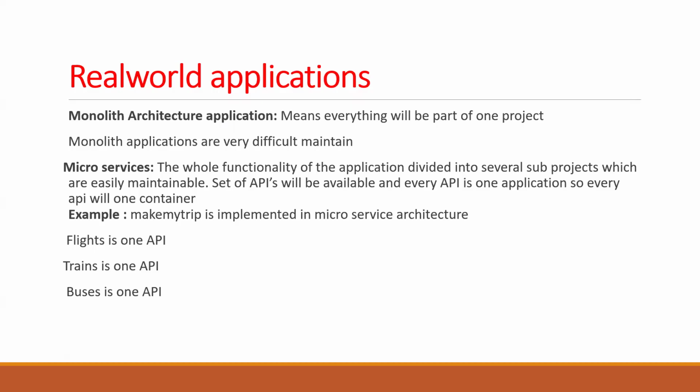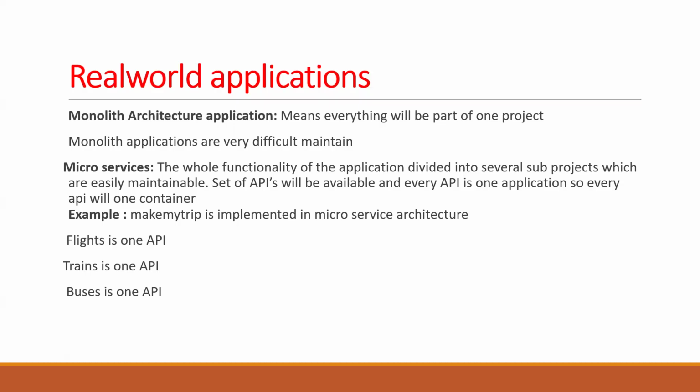In microservices architecture, the whole functionality of the application is divided into several sub-projects which are easily maintainable. A set of APIs will be available, and every API is one application. Every API will contain one container. For example, Make My Trip is implemented in microservice architecture: flights in one API, trains in one API, buses in one API. If something goes wrong on the flights, only the flights are affected.